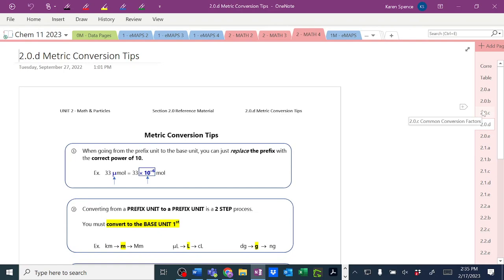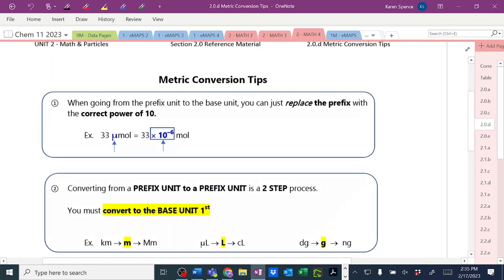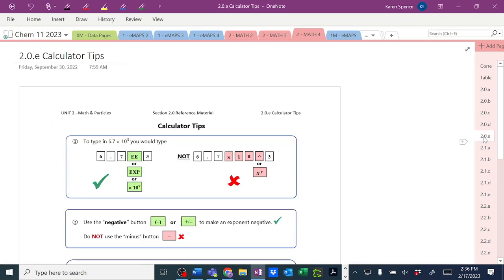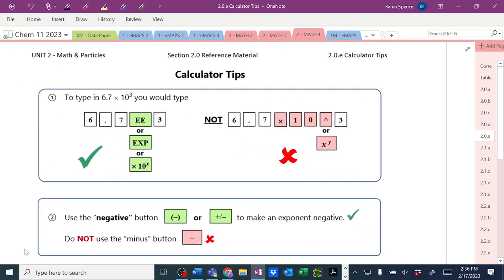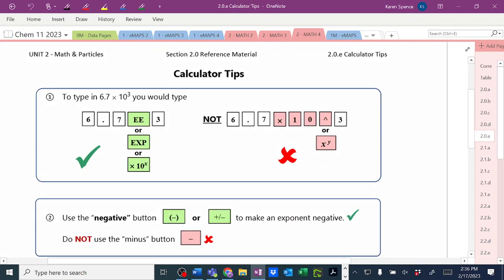We have some conversion tips for metric conversions. So if you're doing metric conversions and you get stuck, you can be like, oh, we have that little thing there. And also tips for using your calculator. So if you're like, I don't know how to use my calculator to do scientific notation, you can look there. Okay, so that's just like reference material.